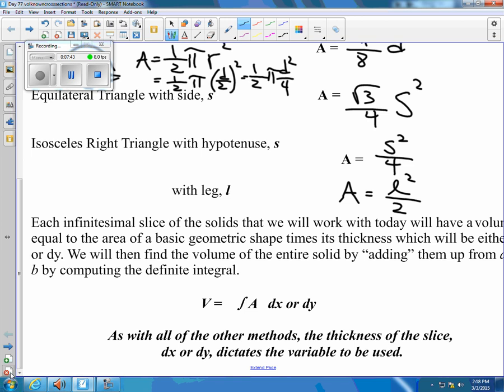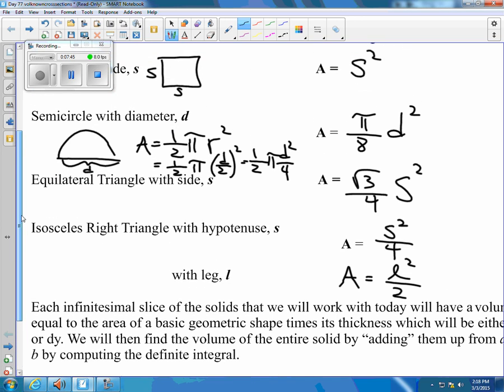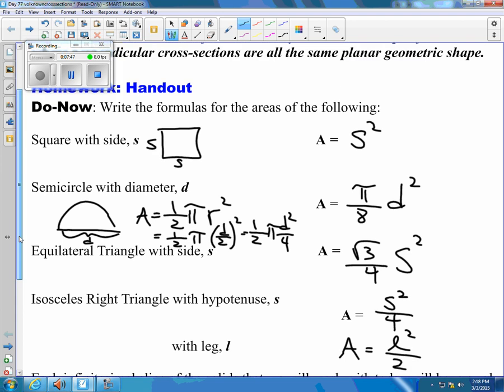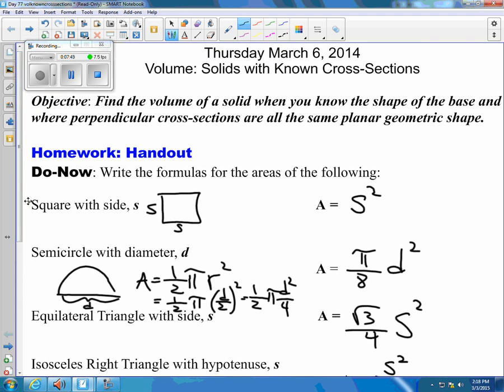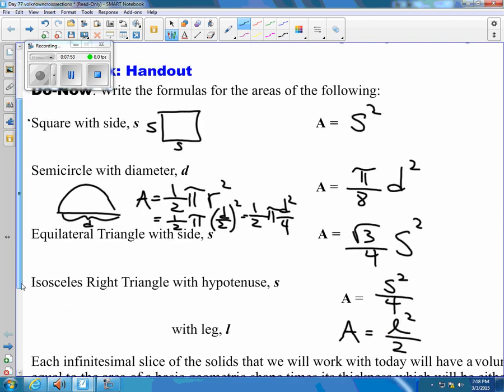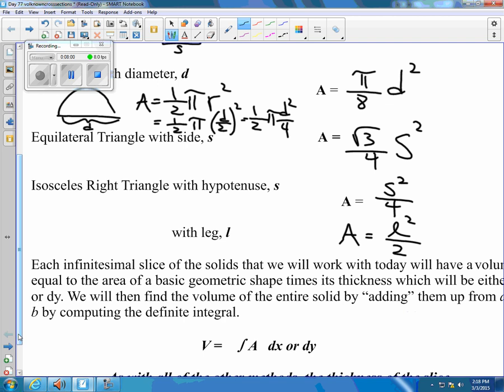Okay, those are the area formulas you need to know to attack the kind of problems we're going to look at today. Today, we're going to look at volumes of solids not that are created by revolving a region about some axis, but a solid where every slice has the same shape, kind of like a weird loaf of bread.